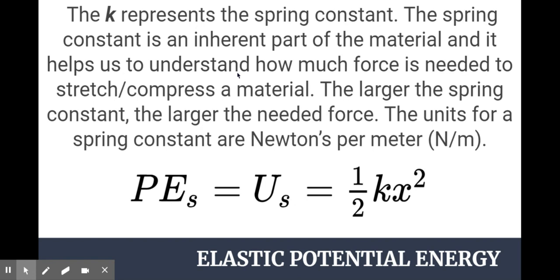Units for spring constant are newtons per meter. Now that I think about it, I'm not sure I mentioned the units for energy in general. It doesn't matter the type of energy. We could be talking about kinetic energy, elastic potential energy, gravitational potential energy. If we're talking about energy, the units for energy are joules, just like work, same units. But spring constant units are newtons per meter.